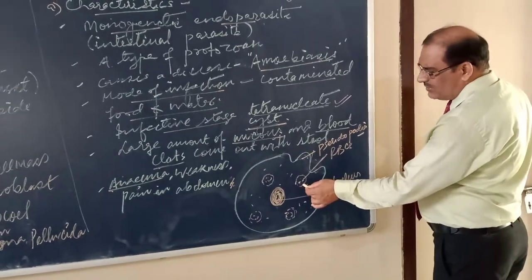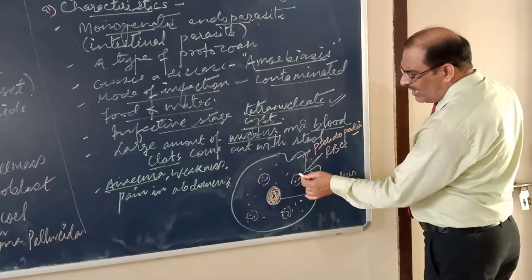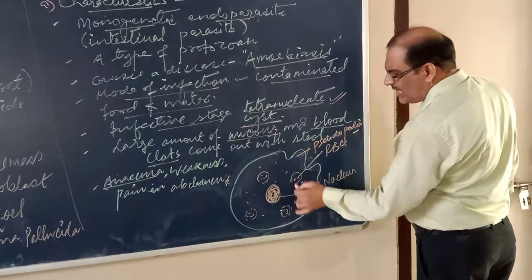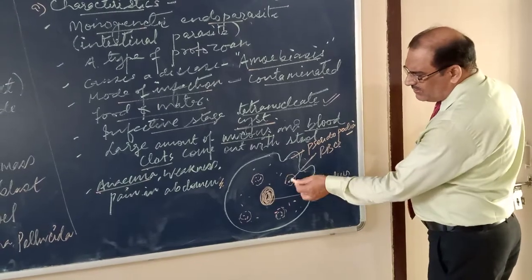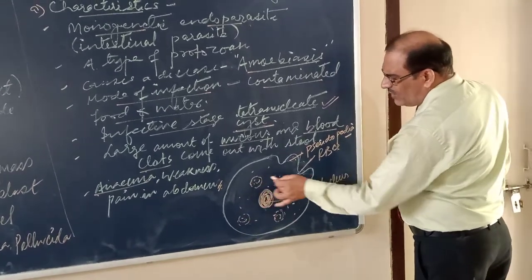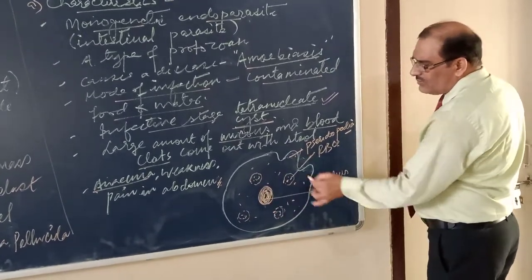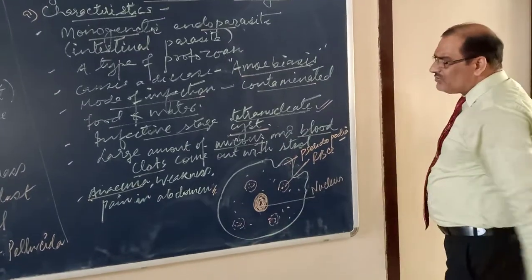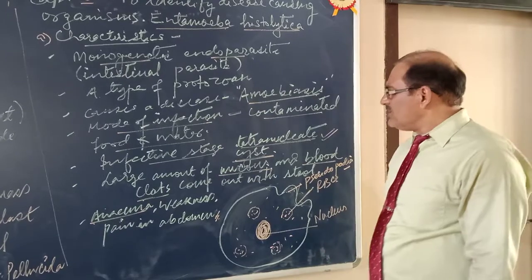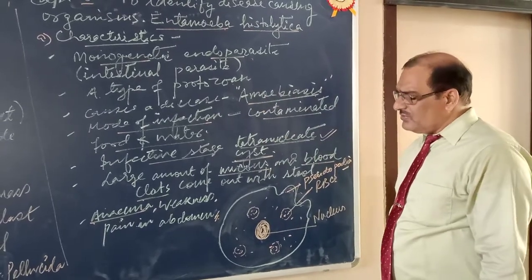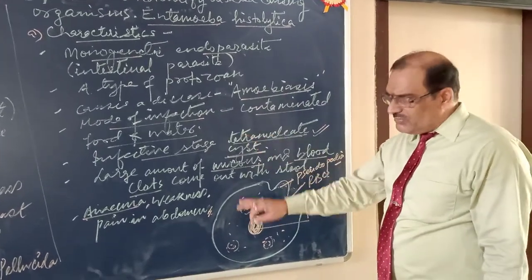RBCs which have been ingested, which have been taken by the Entamoeba. You can find these RBCs. So it feeds on RBCs. Nucleus. So this is a very simple structure. It is unicellular and a very simple structure of Entamoeba histolytica, and it causes the disease amoebiasis or amoeboid dysentery. And we have discussed the symptoms also.